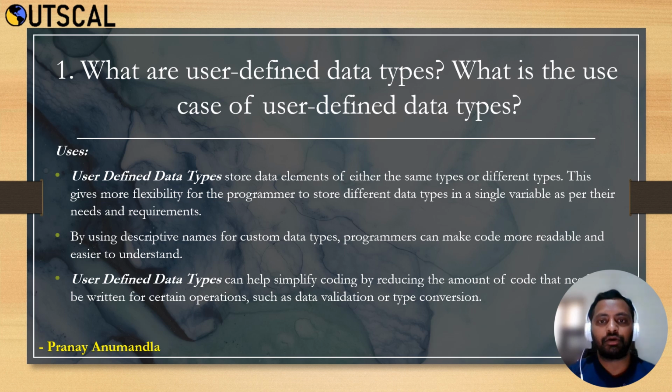Another use of user-defined data types is that we can store the data of multiple types, not only integer, not only float. So we can store multiple inbuilt data types, so there is no need of type conversion, so it will reduce the code as well.